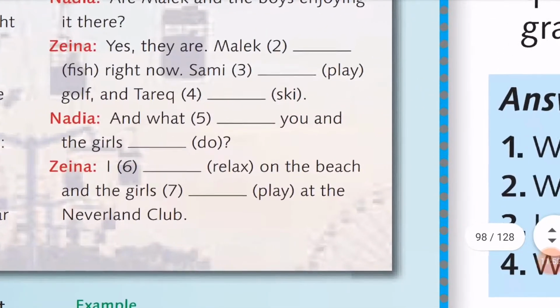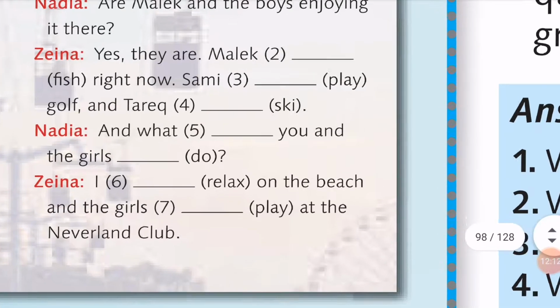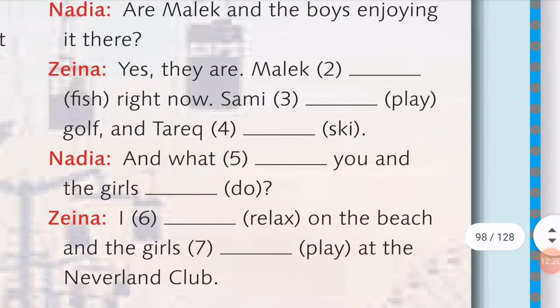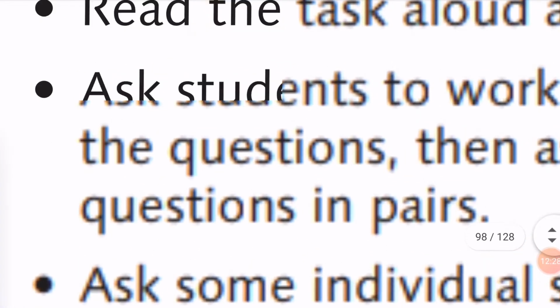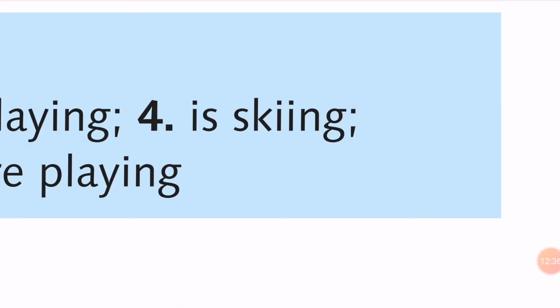Now, Sami blank, a gap, play golf, and Tariq ski. Ski here means يتزلج, and if you want to form it with ing, you have to take the notes. You have to write another i plus ng, so skiing. Sami here is number 3. The pronoun suitable with Sami is he, so Sami is playing golf and Tariq is skiing, بمعنى يتزلج. I will show you the answers: number 3 is playing and number 4 is skiing. Look at skiing here. You have to write another i. It's not enough to write only ski alone and add ing. No, you have to write another i. The meaning of skiing is يتزلج.